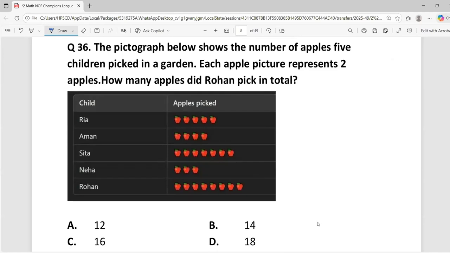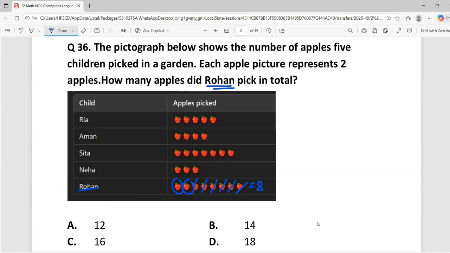Now, pictograph below shows the number of apples 5 children picked in the garden. Each apple picture represents 2 apples. How many apples did Rohan pick in the total? Now, we have to see how many apples Rohan has picked. So, where's Rohan over here? Here. Okay. Now, Rohan, how many apples? 1, 2, 3, 4, 5, 6, 7, and 8.